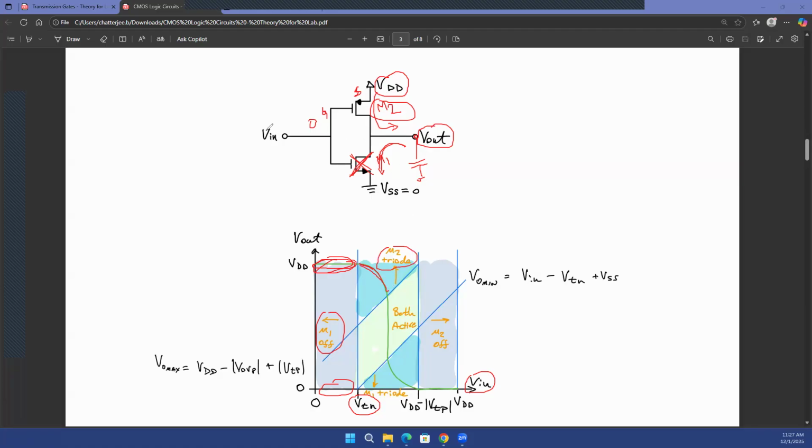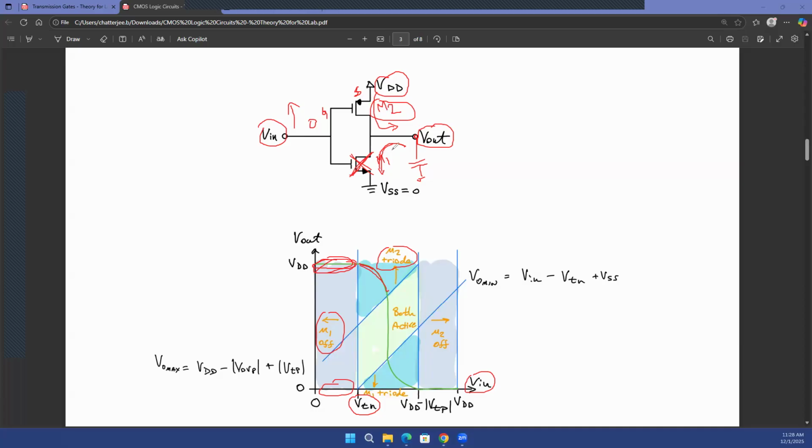Now, as you increase your Vin more and more, as you keep on increasing your Vin, the source to gate voltage of the M2 transistor becomes lower and lower. And at some point, the V overdrive of the M2 transistor becomes lower than the VDS of the M2 transistor. And at that point, the M2 transistor goes into saturation.